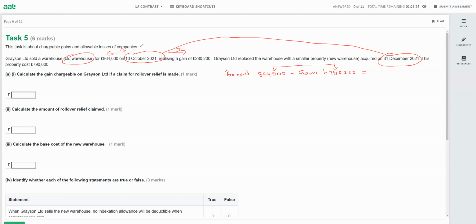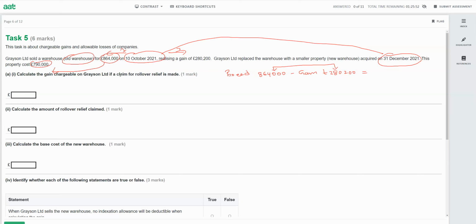Now the next question is, how much gain do I need to pay the tax on right now, because we need to find out how much money is not reinvested. So this property costs 790. Now you can easily see here, we have sold for 864 and we buy the new one for 790. That means, how much did I receive by selling the old warehouse? I'm not reinvesting all this money.